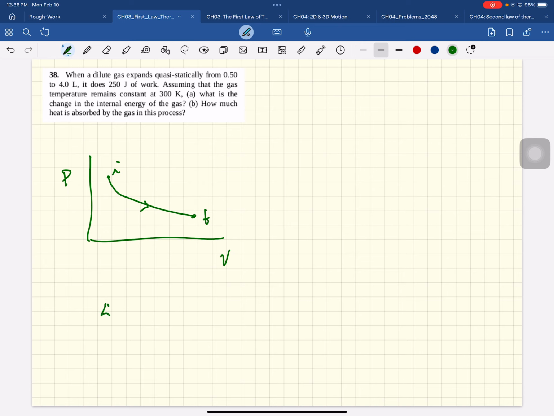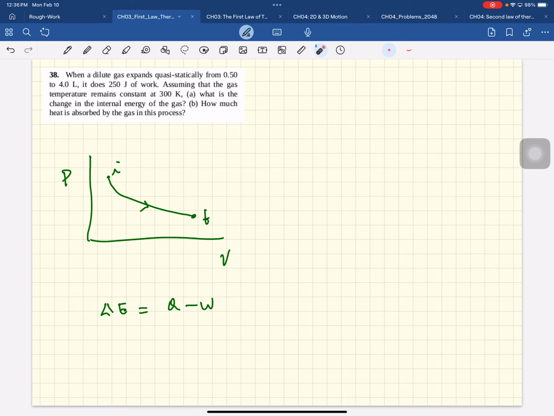So the first law of thermodynamics says delta E equals Q minus W, where W is the work done. When a gas expands and the temperature remains constant, in an isothermal process, the change in internal energy is zero.